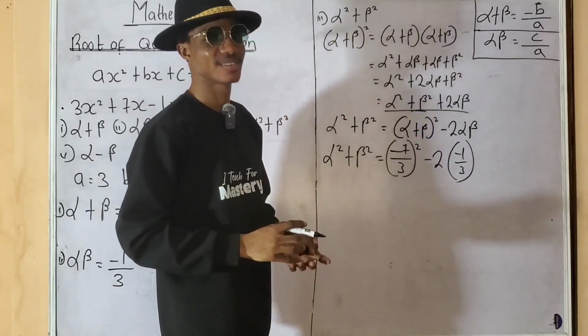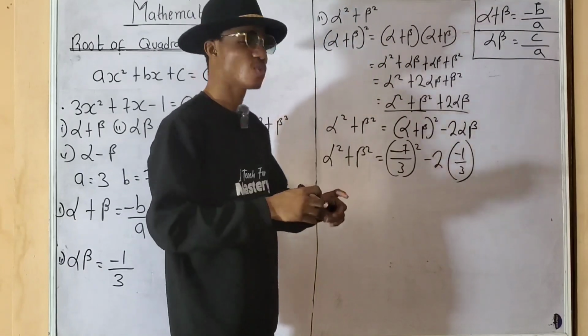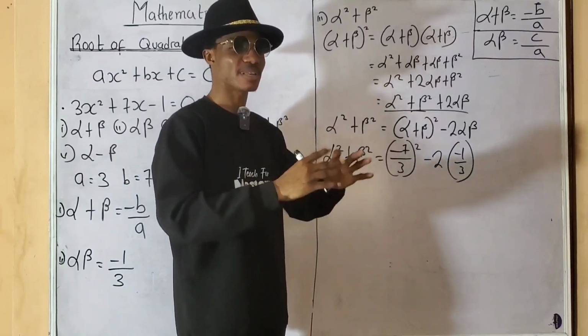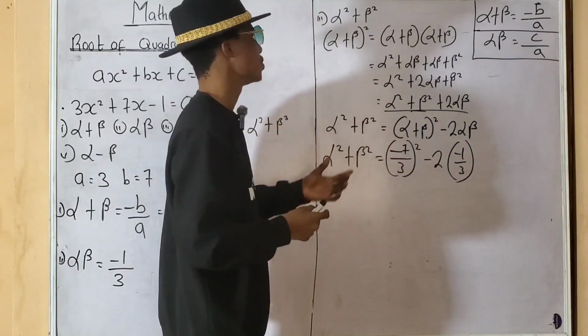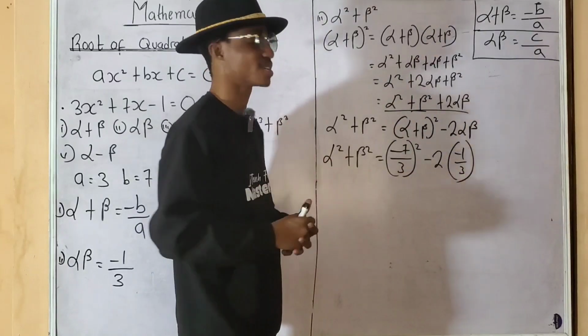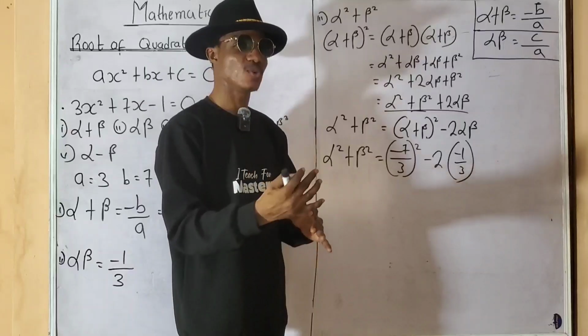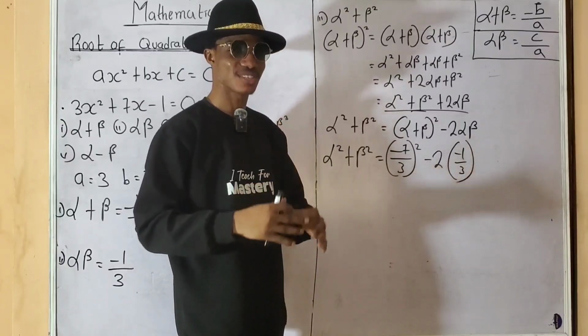Do you understand? You see, it's simple. Honestly, it's simple. When you understand expansion and manipulation, you'll be able to derive any terms that you're asked to find as touching roots of quadratic equation. Do you understand? So it's simple. If you don't understand, kindly reverse the video and listen to the explanation again, okay?